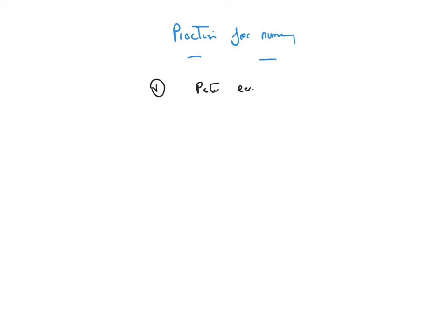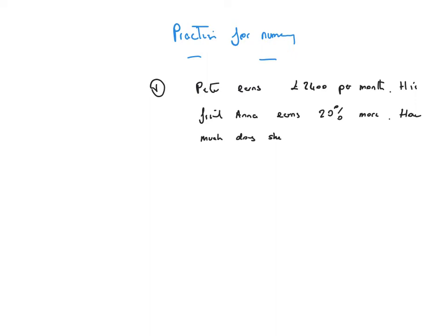Okay, so let's go for Peter earns £2,400 per month. His friend Anna earns 20% more. How much does she earn?